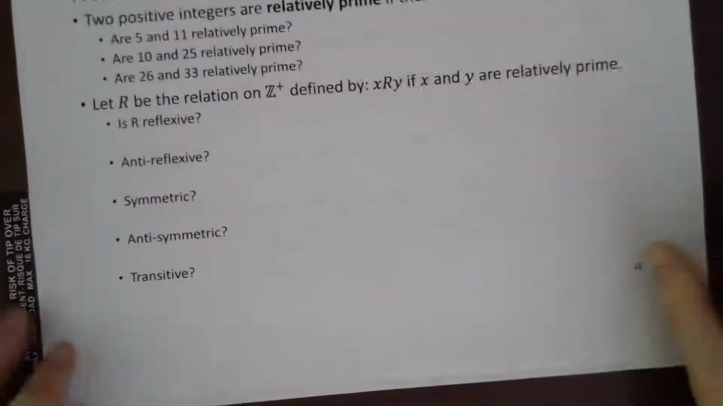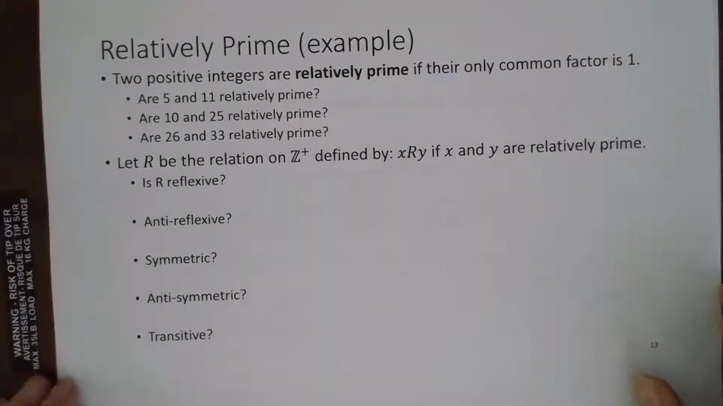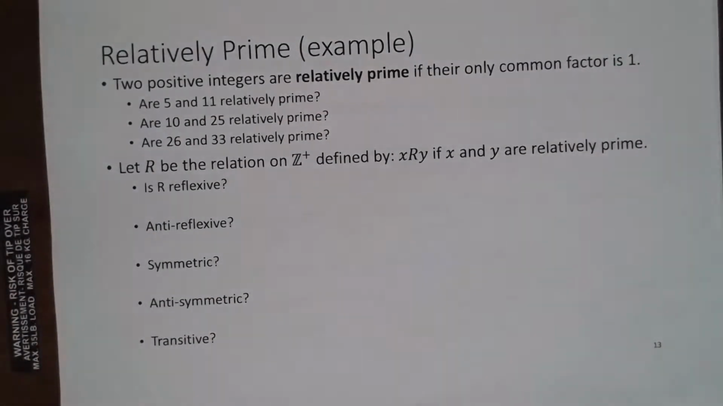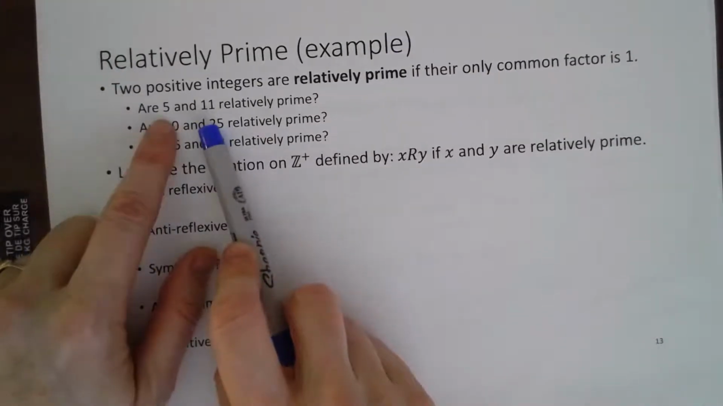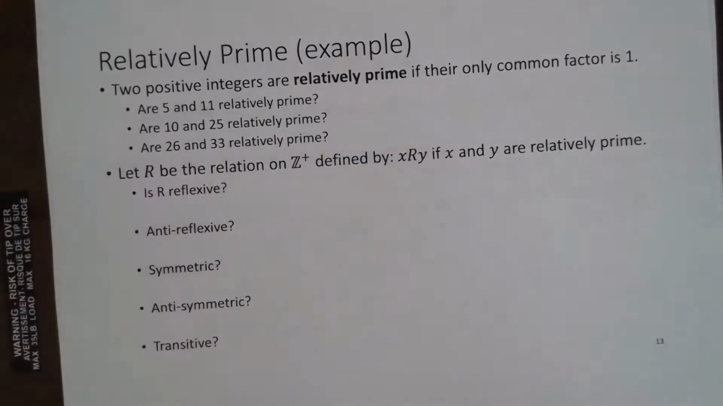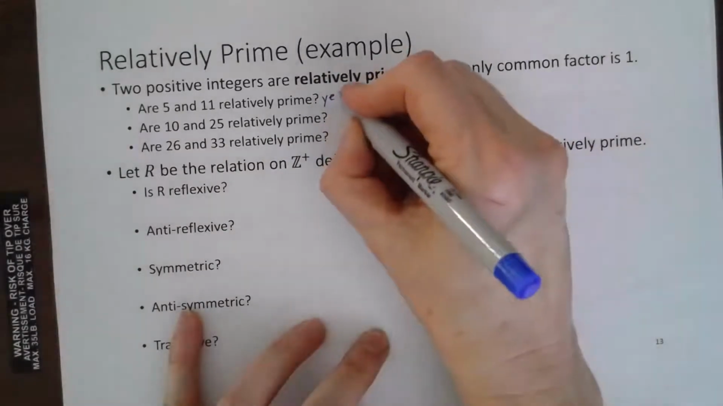All right, let's look at an example, and this is also a good new term if you don't know this term already. The word relatively prime. So two integers are called relatively prime if their only common factor is 1. Okay, so the numbers themselves don't have to be prime. They just can't have any common factor besides 1. So then they are relatively prime to each other. So, for example, are 5 and 11 relatively prime? Well, the question you ask yourself is, do 5 and 11 have any other common factor besides 1? No, they don't. So yes, these are relatively prime.